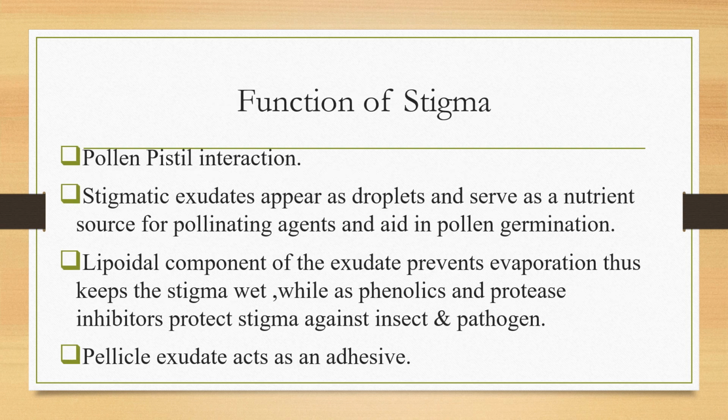Function of stigma. Pollen-pistil interaction. Stigmatic exudates appear as droplets and serve as a nutrient source for pollinating agents, as well as aid in pollen germination. The lipidic component of the exudate prevents evaporation. This keeps the stigma wet, while phenolics and protease inhibitors protect the stigma against insects and pathogens. Pellicle exudate acts as an adhesive.